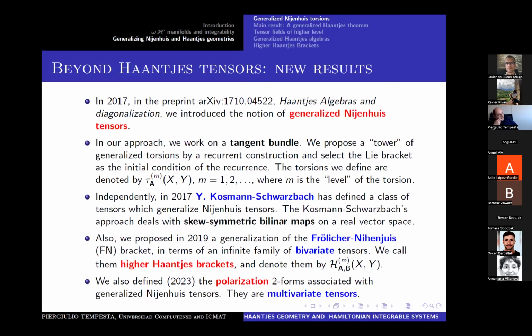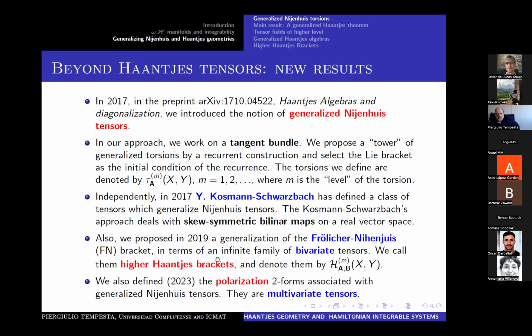Then, the necessity, at least in my opinion, to extend Nijenhuis geometry and to introduce infinitely many new tensors is due to the example that I showed you before, meaning that Nijenhuis geometry does not cover all possibilities. There are infinitely many tensors which are not Nijenhuis tensors, but which are still integrable. Then we introduced in 2017 in this preprint the notion of generalized Nijenhuis tensors. Actually, independently, in the same year, Yvette Kosmann-Schwarzbach introduced a similar notion, but with a completely different definition, though essentially it's the same idea. We also propose a generalization of the Frölicher-Nijenhuis bracket, and so forth.